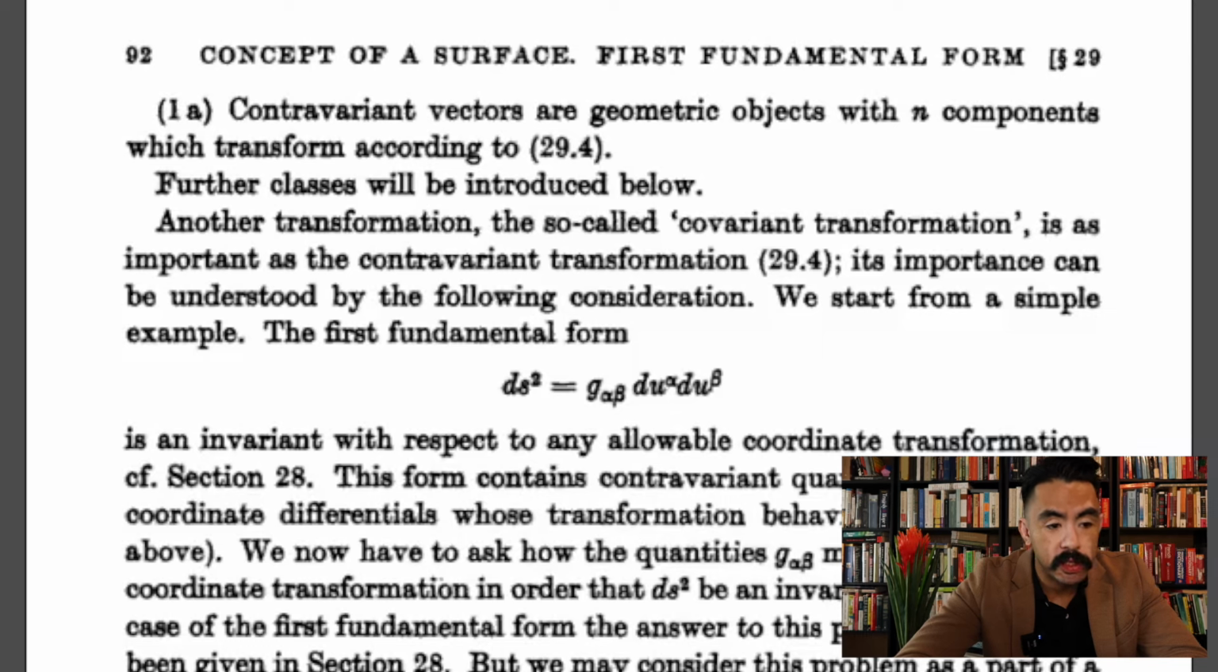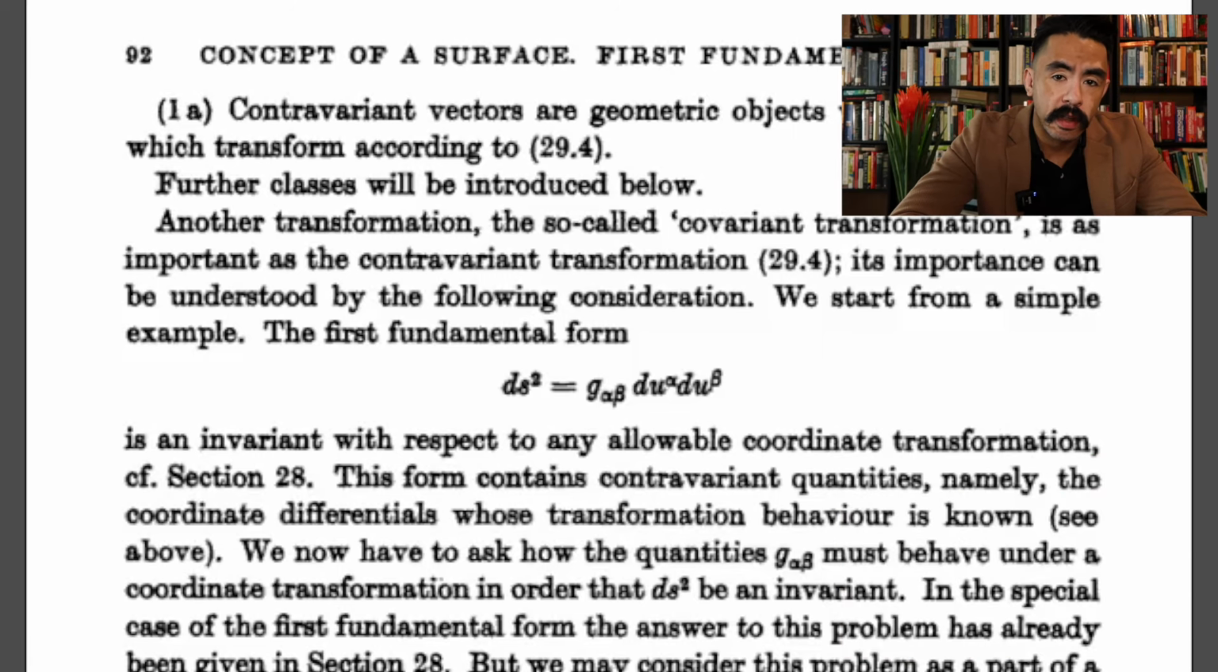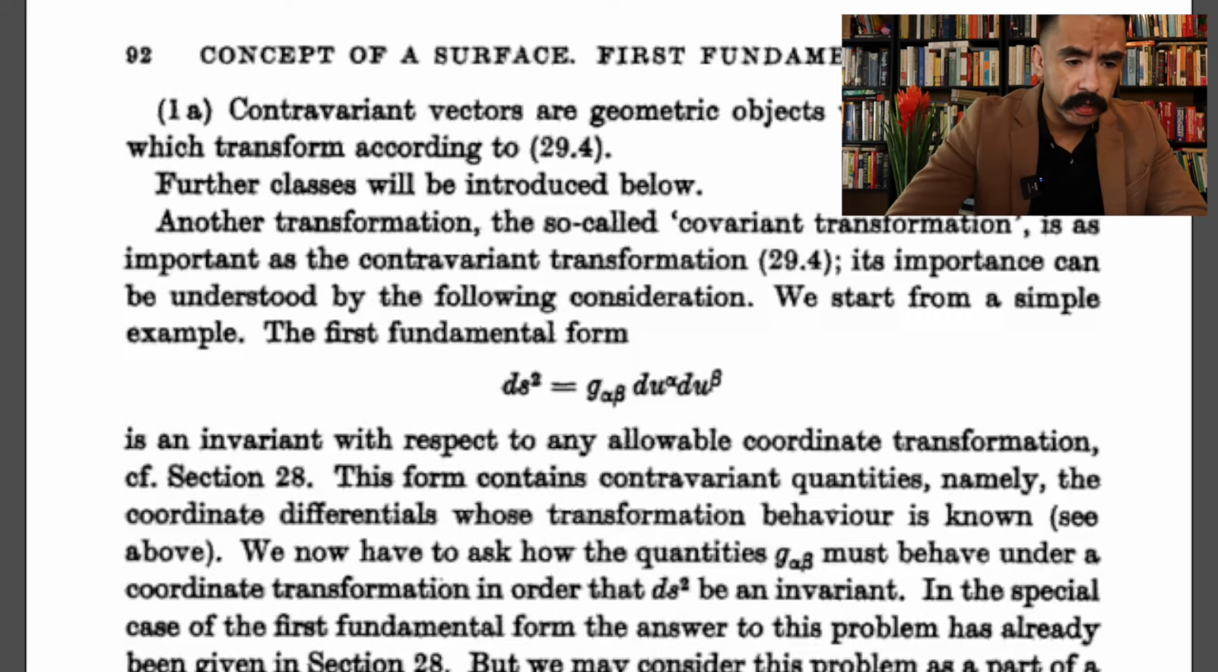Another transformation, the so-called covariant transformation, is as important as the contravariant transformation, which was given previously. Its importance can be understood by the following consideration. We start from a simple example. The first fundamental form, ds² equal to g_αβ du^α du^β, is an invariant with respect to any allowable coordinate transformation. See the section in the previous stream, section 28. This form contains contravariant quantities, namely the coordinate differentials whose transformation behavior is known. See above.